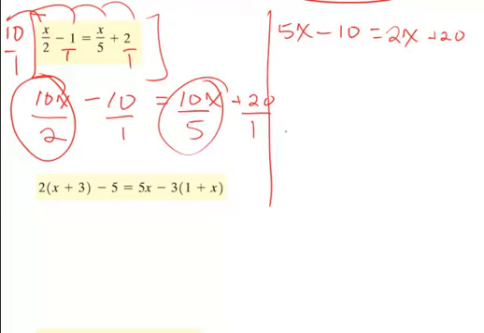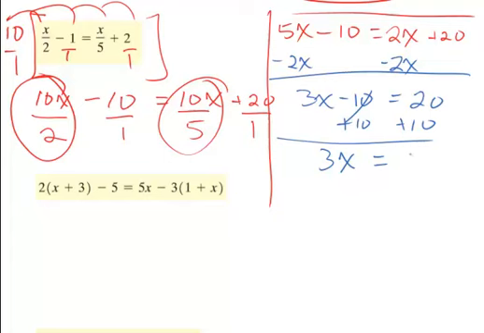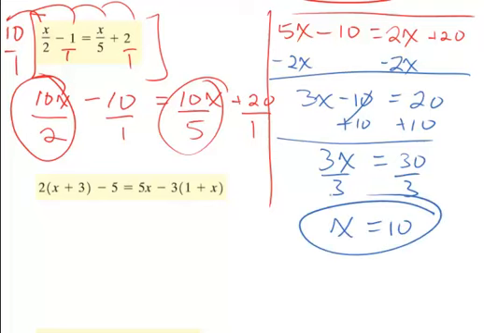Okay, so now let's solve this problem. Let me go ahead and say let's minus 2x here and minus 2x here. That leaves me with 3x minus 10 equals 20. Add 10 to both sides. So I now have 3x is equal to 30. And finally divide both sides by 3, and I'm coming up with x is equal to 10.